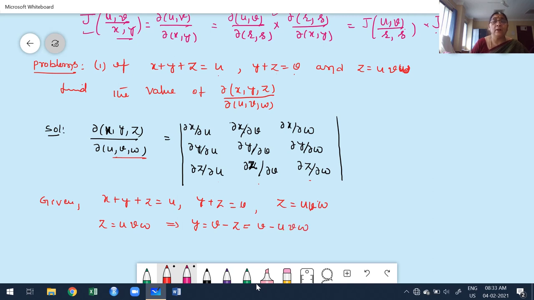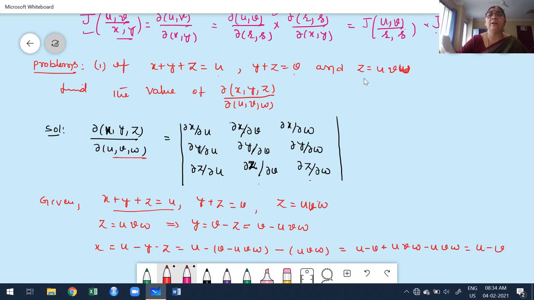Once we get z and y, automatically from the first equation, it is easy to express x in terms of u, v, w. x can be written as u minus y minus z. u minus of what is my y, v minus uvw, okay, minus of what is my z, uvw. Okay, observe carefully, u minus v, minus into minus plus uvw minus uvw. These two are cancelled. What we get actually is u minus v.